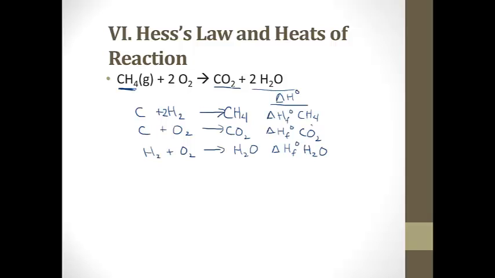Okay, now the next thing we have to do is manipulate these reactions 1, 2, and 3, so that if I add them up, I end up with the original equation. Okay, now notice CH4 is on the product side, but when we look up here, CH4 is on the reactant side. So I need to take equation number 1 and flip it around. Okay, so when I flip it around, CH4 yields C plus 2H2. Okay, now what just happened to the delta H? When I flipped it, the sign became negative. Okay, so it's now the negative heat of formation of CH4.